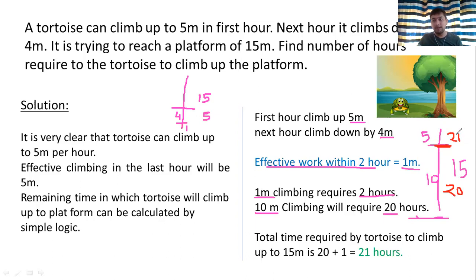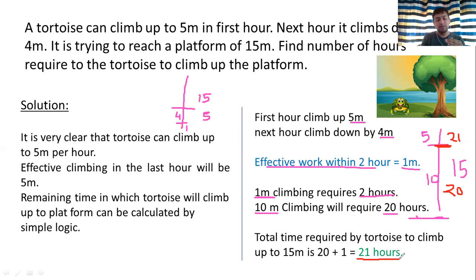And how much time will he take? It will take 21 hours. So the total time required by the tortoise to climb up to 15 meters is 20 plus 1, which is equal to 21 hours. Okay. Now why is this problem included in negative work?